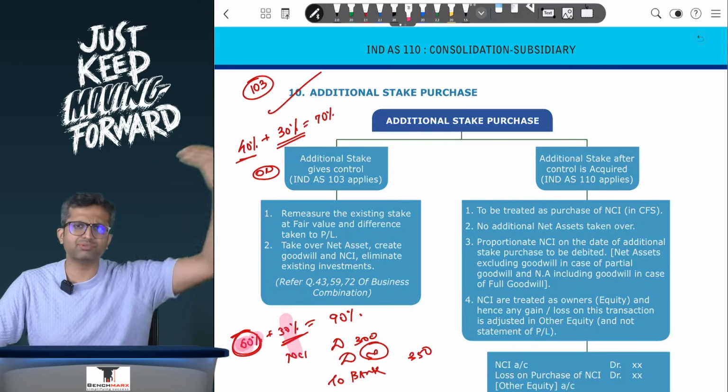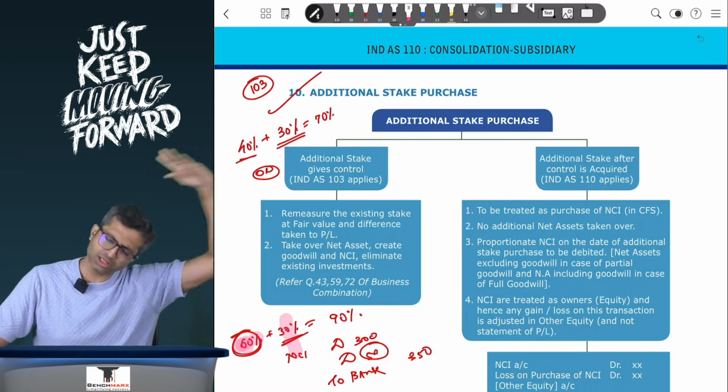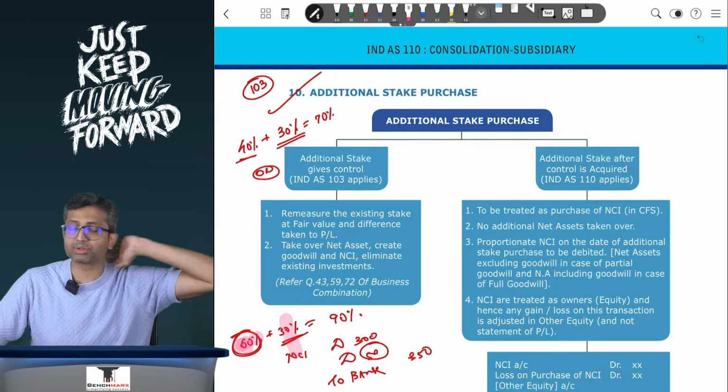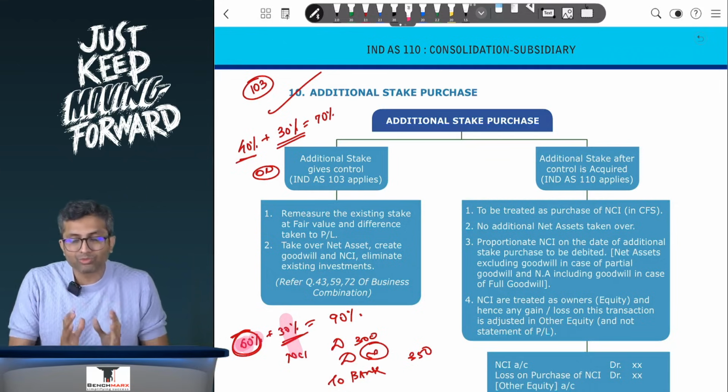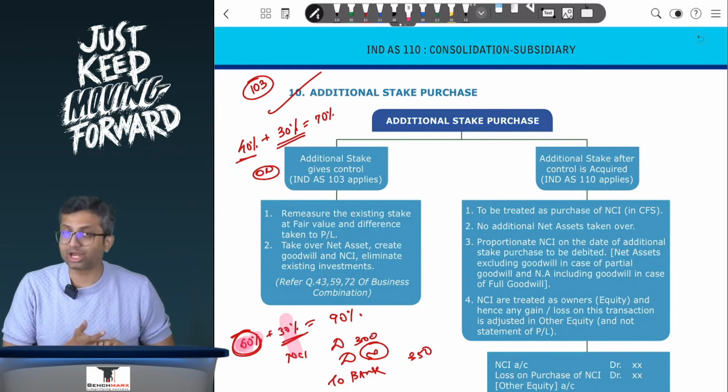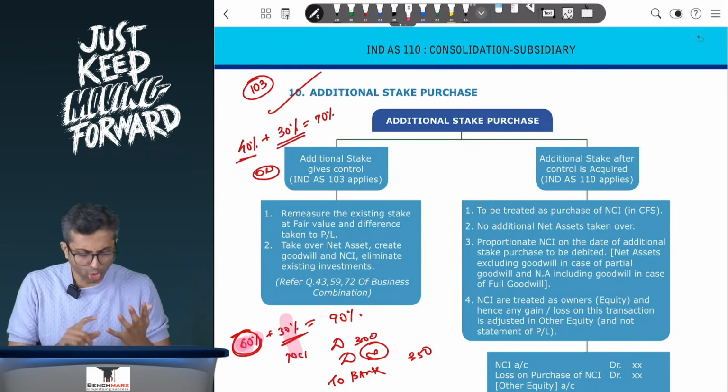So goodwill, if initially recorded using the partial goodwill method, will continue at the partial 60%. If it was recorded using the full goodwill method, it will continue to remain at full. But for the 30%, I cannot adjust the goodwill further. Okay, that is point number one.